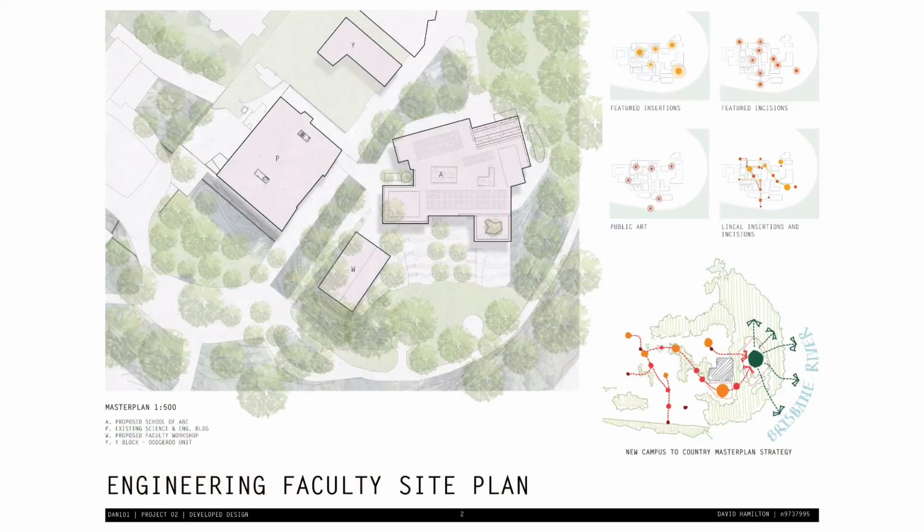So in the engineering faculty site plan, you can see the main architecture building at the top of the site. You've also got a workshop pavilion down to the south of it, sitting on the ridge, P block to the left of it, and also Y block, which houses the Indigenous students at QUT. I have proposed a new campus to country master plan strategy, which extends upon and closely ties the existing master plan together.